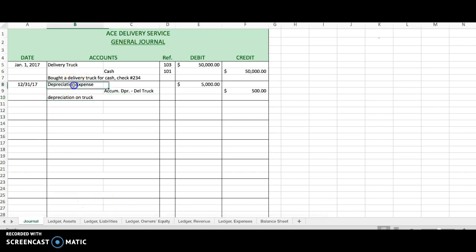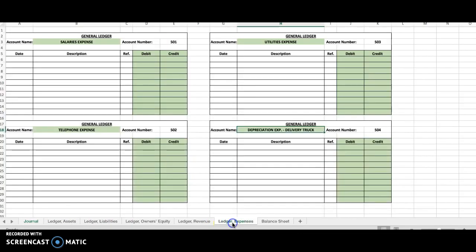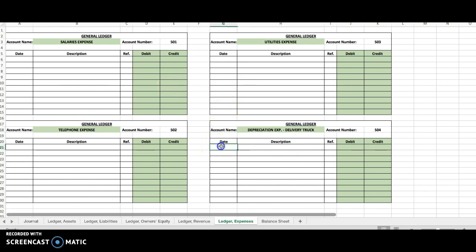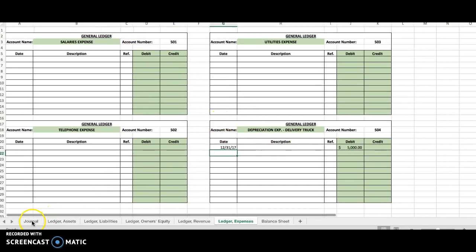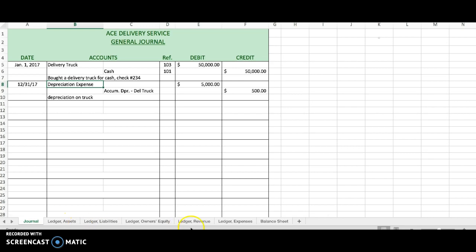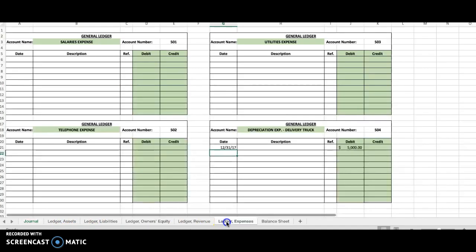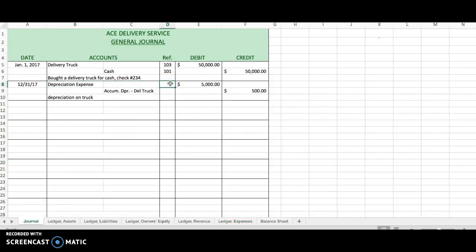We go to depreciation expense in our ledger, and we find it here. This is 12/31/17, and that expense is debited $5,000. We didn't have a journal number. I don't think we had a journal page in our journal, so we won't be able to do that. But the expense is 504 back in the journal, 504.